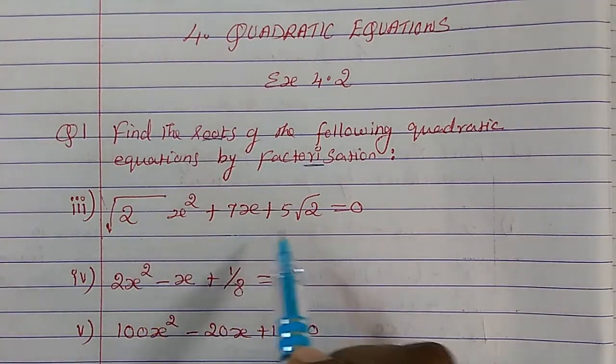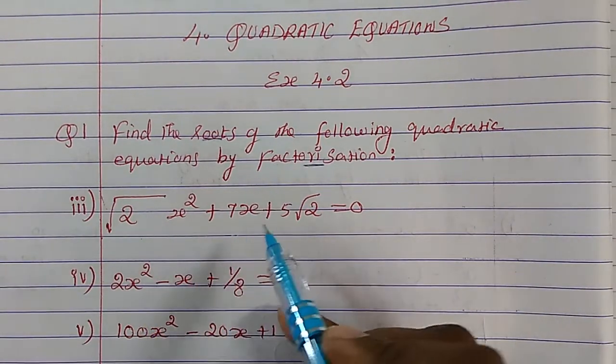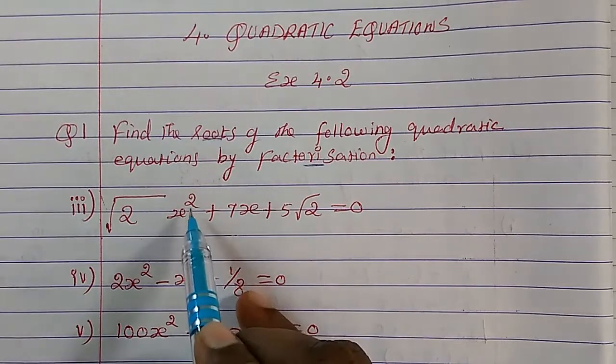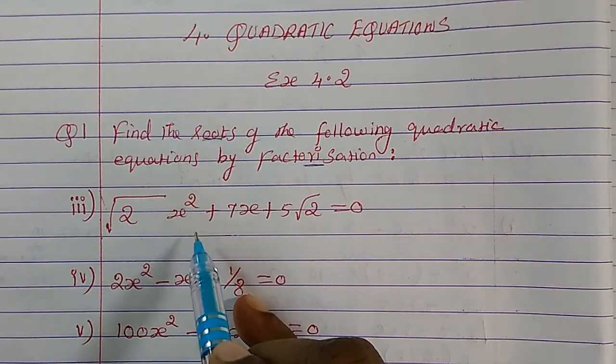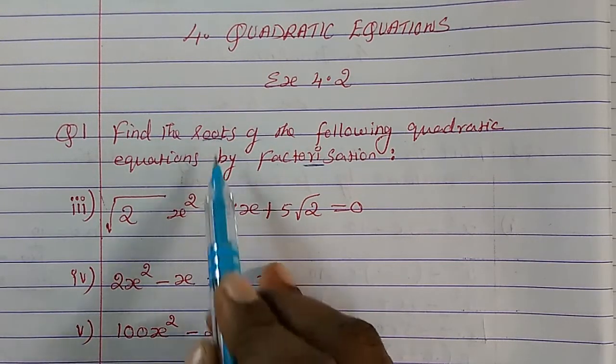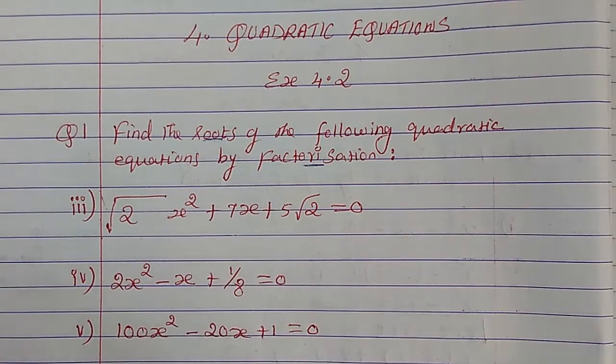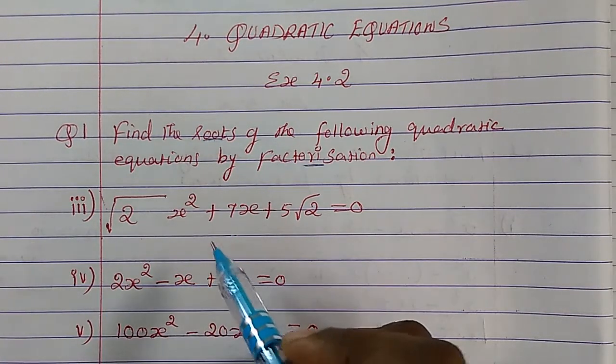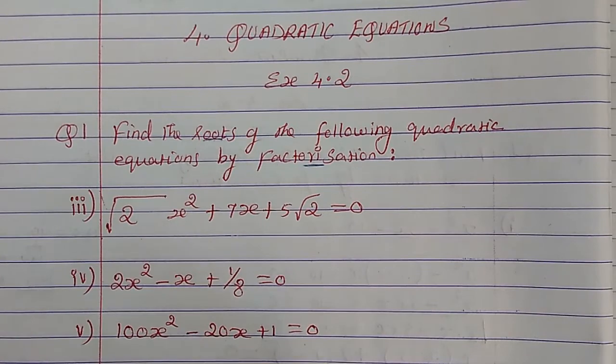So if it is a quadratic equation, then how many solutions will be there? Because the highest degree is 2, therefore 2 solutions we will get, or in other words 2 roots we will get, or in another word 2 values for the x we will get.